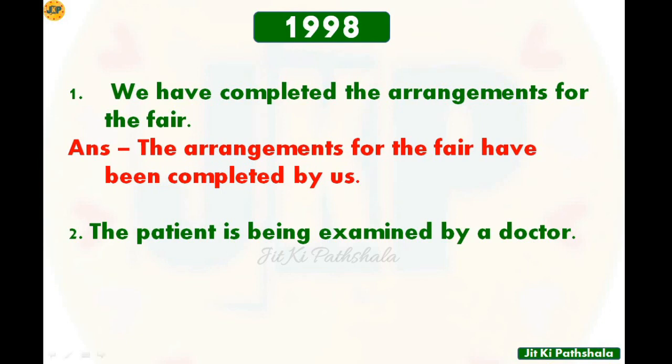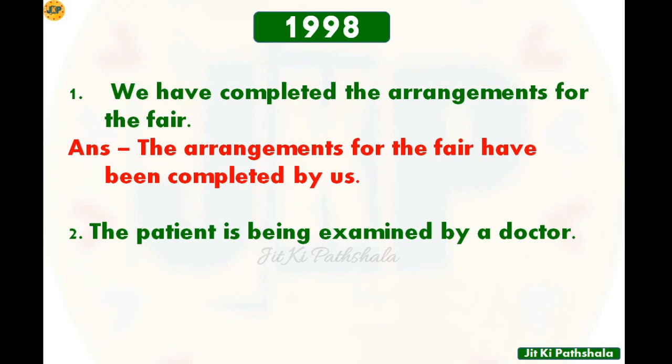Here the object arrangements is in plural form. So we use have with a plural object, and also with I and you we write have. Though I and you are singular, we mention have. Leaving I and you, whatever singular objects come, you will write has.